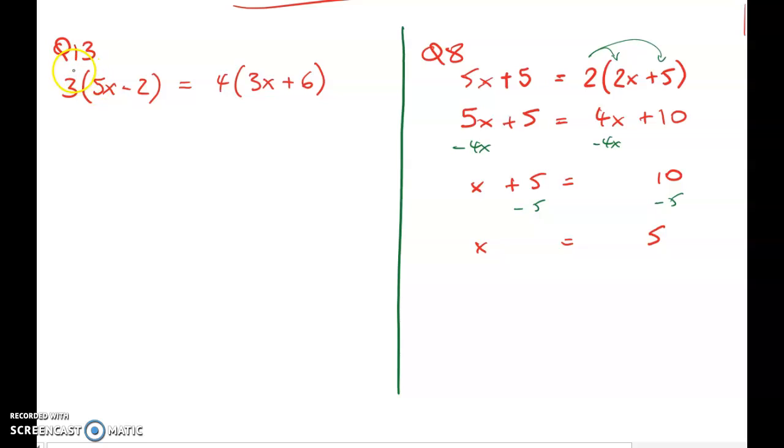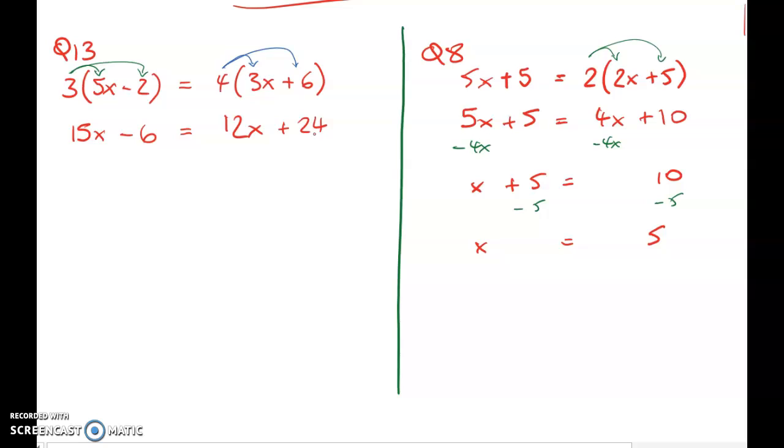So let's deal with the left-hand side first of all. That 3 is going to multiply by each term inside the brackets. So we're going to multiply it out. So 3 times 5x and 3 times minus 2 gives us 15x minus 6. Okay, that's the left-hand side, and the brackets have been dealt with. We've distributed out the brackets. What about the right-hand side? The right-hand side has 4 outside a set of brackets. So we multiply that 4 by each term inside the brackets. What are we left with? 4 times 3x gives us 12x, and 4 times 6 gives me 24.